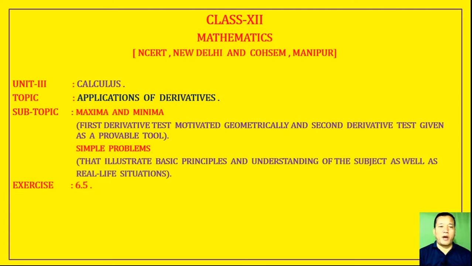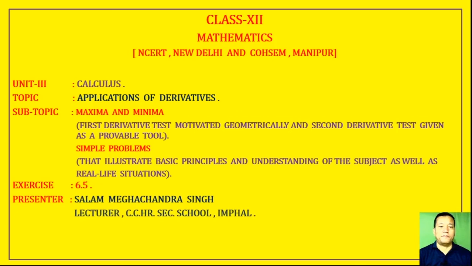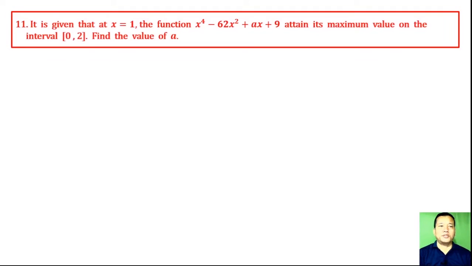Exercise 6.5 Part 2, from question number 11 to N. Question number 11. It is given that at x equal to 1, the function attains its maximum value on the closed interval 0 to 2. Find the value of a.